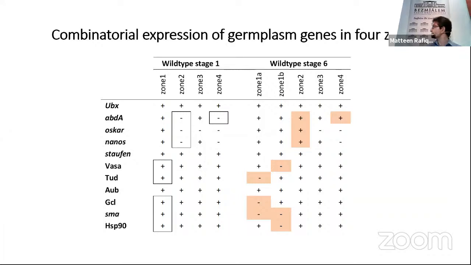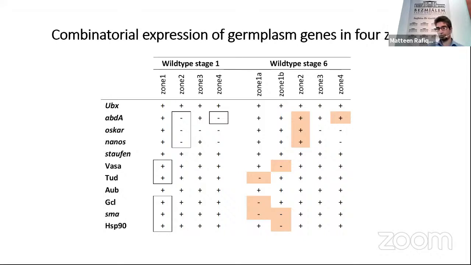We looked at a bunch of genes. Here is a number of genes that we have looked at. We're looking at two different stages, stage one and stage six. Stage six is the sac stage that I showed you. Stage one is basically the egg as it is laid by the mother. And these are different zones in which we see this gene activity. But if you look, every gene has a different signature in each of these zones from stage one to stage six.